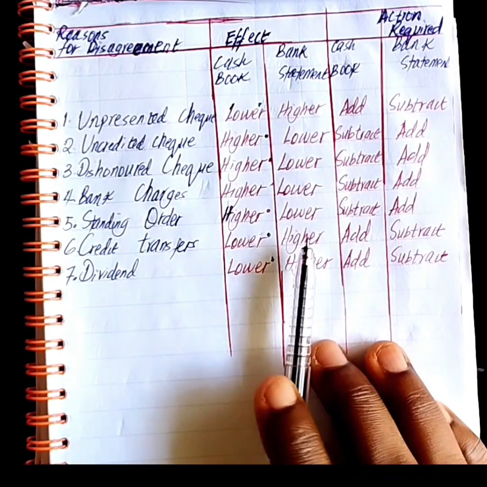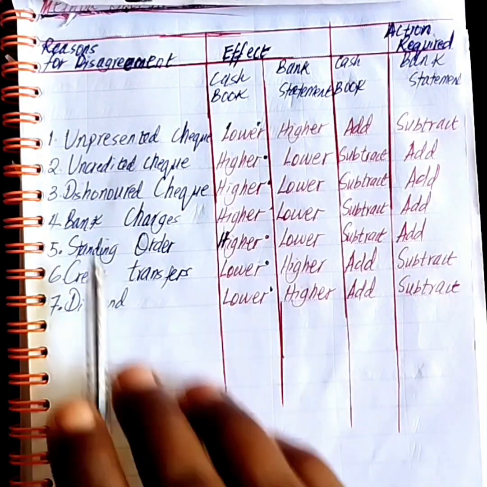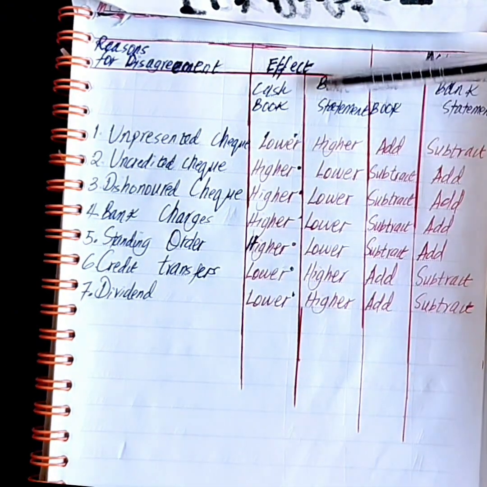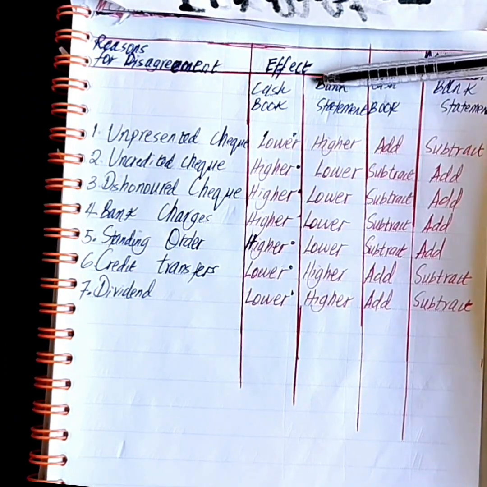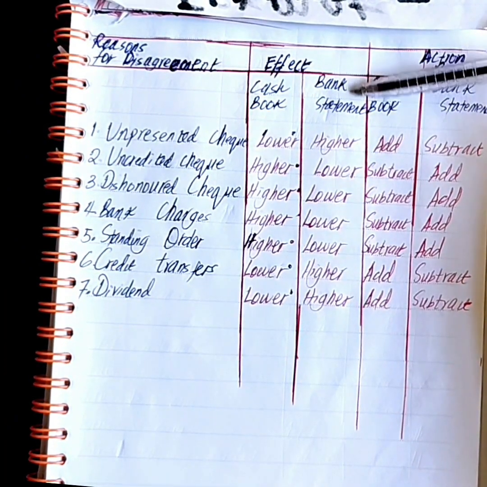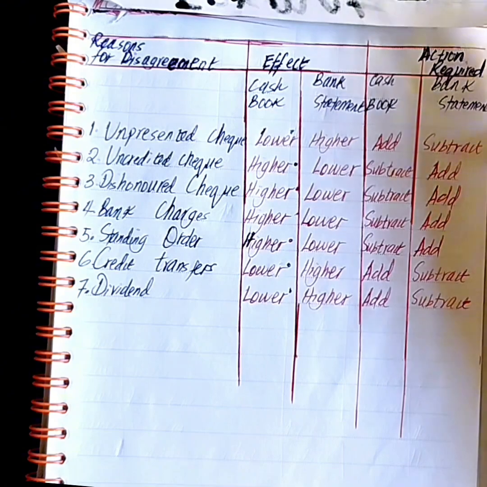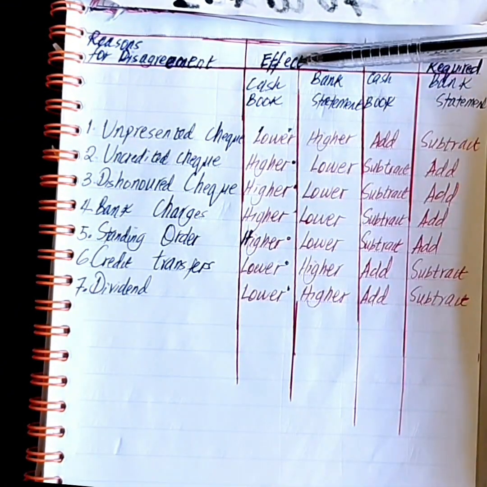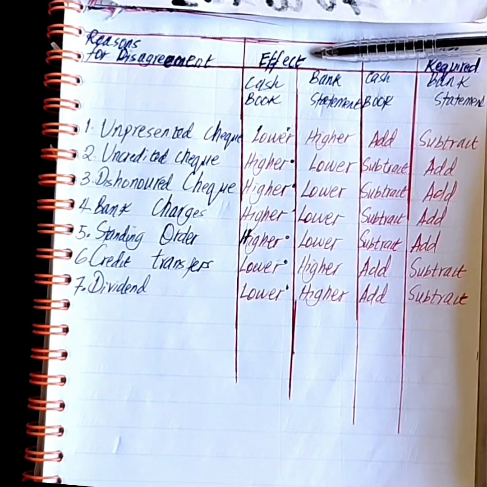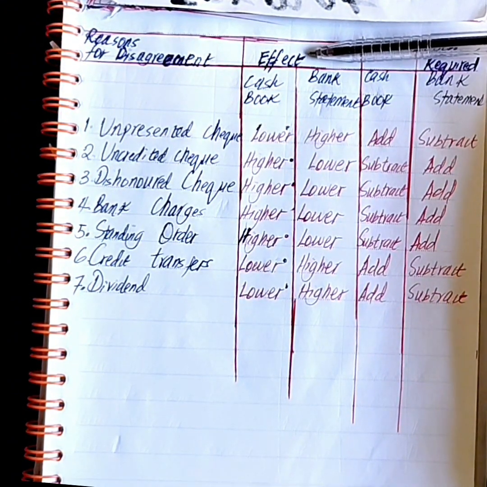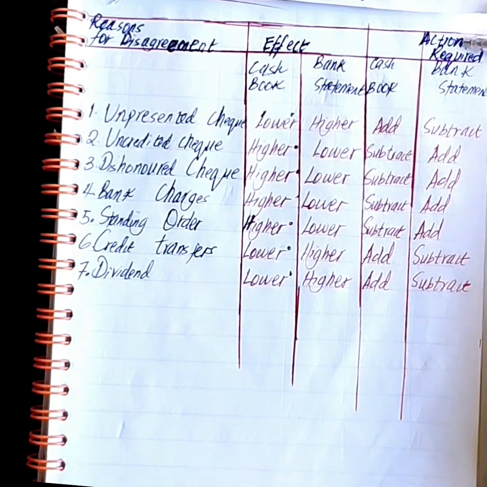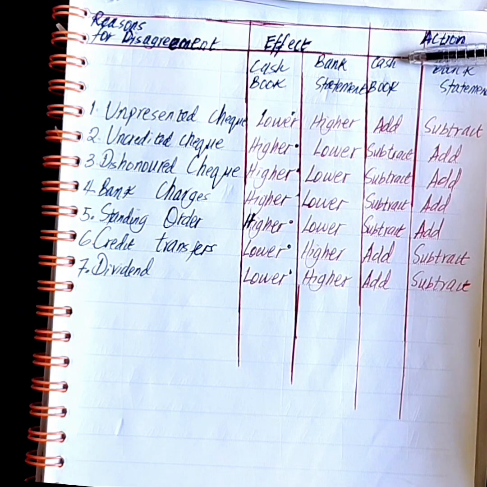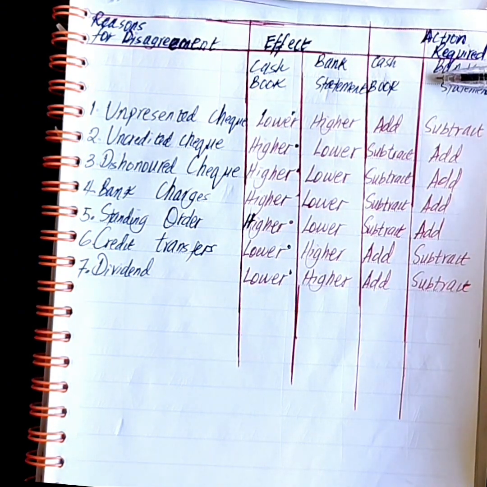At this juncture, we are looking at the first 7 items that will make the balance of the cash book not to be the same as the balance of the bank account. Here we have reasons for disagreement between the cash book and the bank account. Here we have the effect that such a disagreement has. Then here, the action required when you are preparing the bank reconciliation statement, what you are to do.